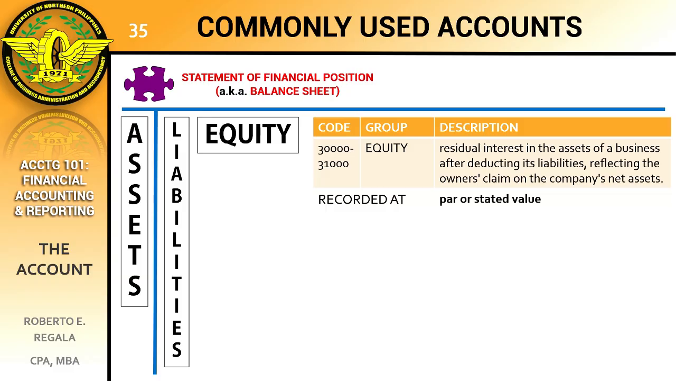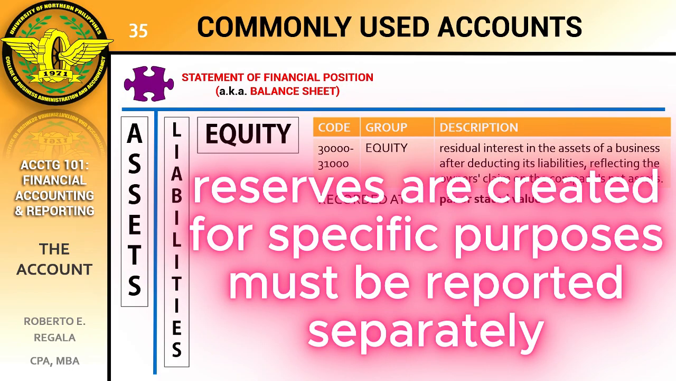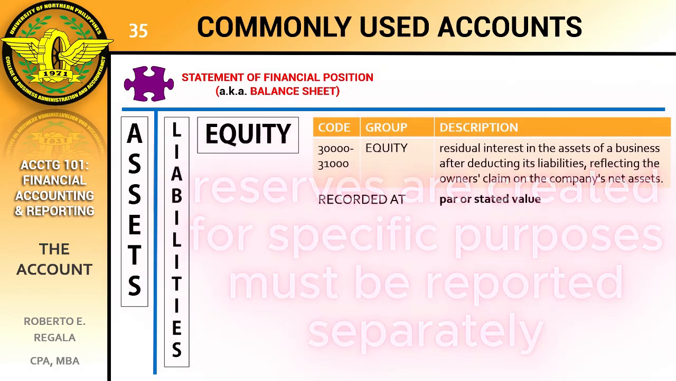Initial recognition occurs when equity is raised through the issuance of shares, which are recorded at their par value, with any excess recognized as additional paid-in capital. Retained earnings represent cumulative profits not distributed as dividends and are adjusted periodically for net income or losses and dividend payouts. Reserves, such as revaluation reserves or statutory reserves, are created for specific purposes and must be reported separately.